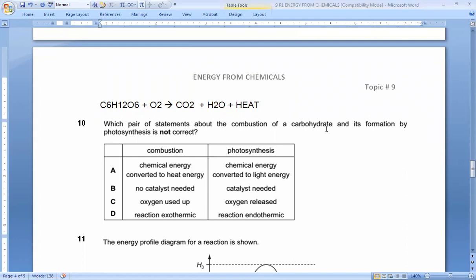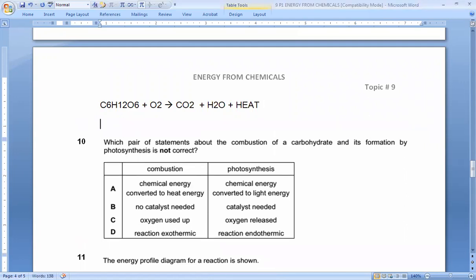What happened in the photosynthesis? Very simple. Carbon dioxide molecules combined with water vapors, then they produce C6H12O6 by absorbing heat energy. So this is photosynthesis. So photosynthesis means endothermic. The upper reaction is exothermic.